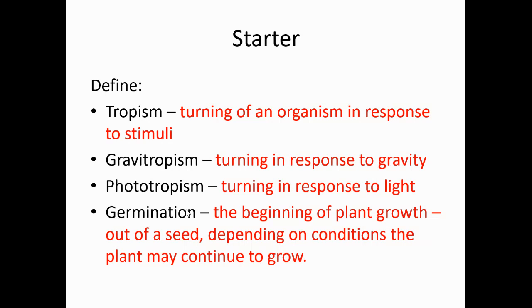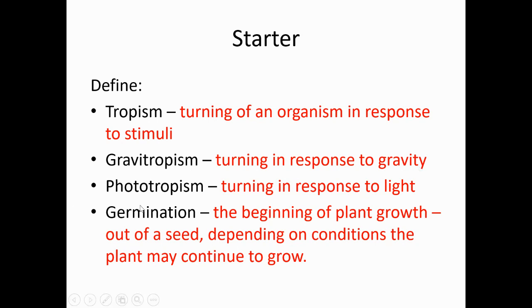Well, tropism is the turning of an organism in response to a stimuli. So a stimuli is kind of what the environment is like, which will then be affecting the organism. In this case, tropisms really affect plants. So gravitropism is the turning of an organism, changing direction in response to gravity. So positive gravitropism is growing downwards towards the center of the earth, and negative would be going upwards away from the center of the earth, away from the pull of gravity.